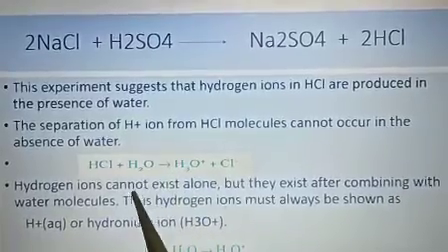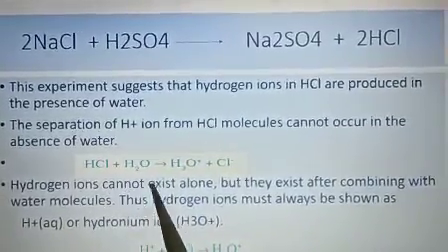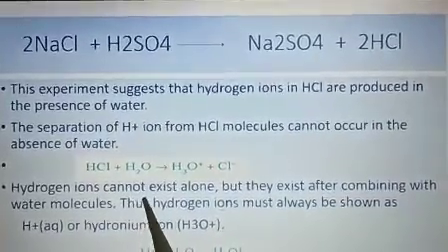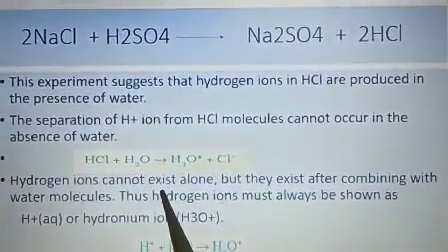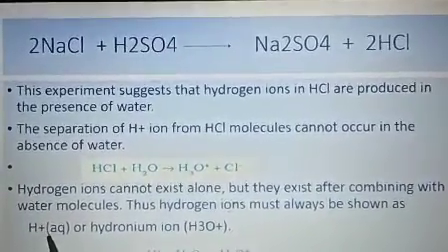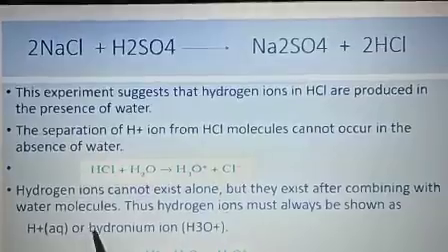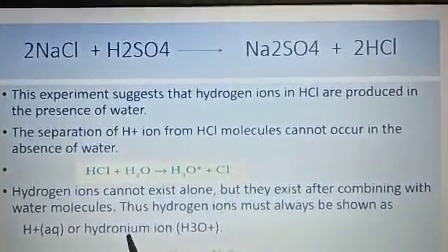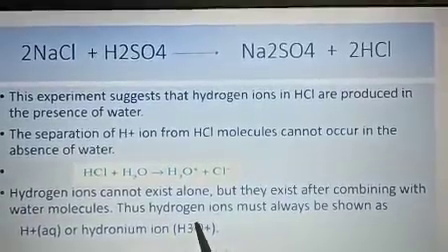You can see here, hydrogen ions cannot exist alone, means if there is no water, it will not exist because no dissociation takes place. So thus hydrogen ions must always be shown as H plus aqueous or hydronium ion, that is H3O plus. So remember to write in such a form.